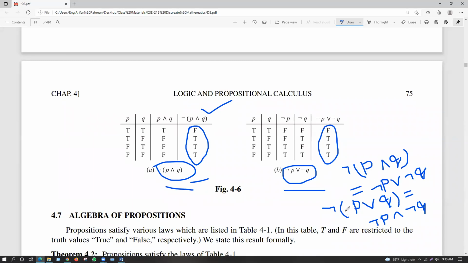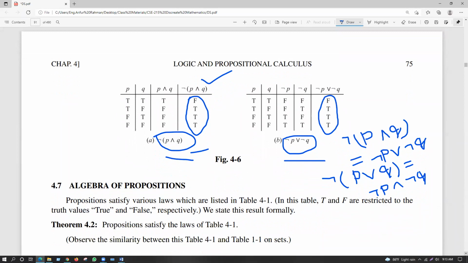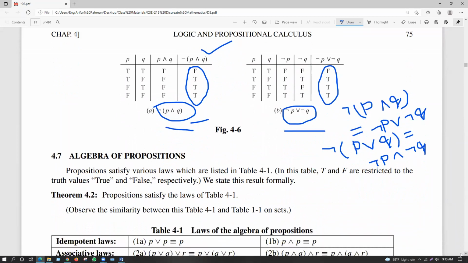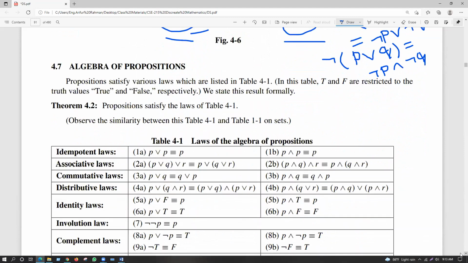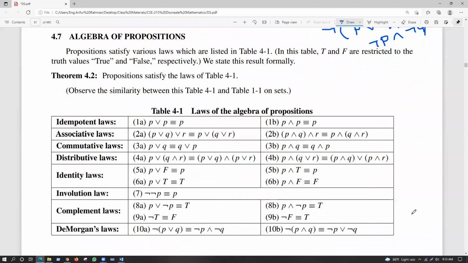Can everyone hear me? Yes, sir. Okay. So any confusion, just ask the question, because question is the only way to learn anything. I always appreciate questions to the teacher. These two are De Morgan's laws, as I just said.